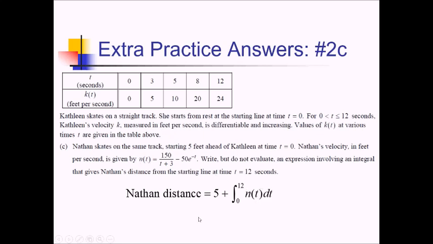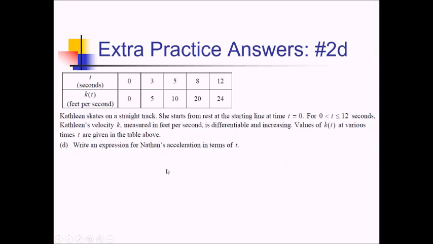For this last part of the free response, we want an expression for Nathan's acceleration in terms of t. Now remember, Nathan was introduced in part C with the following velocity formula. So it was n of t equals 150 over t plus 3 minus 50 e to the negative t. So in order to find an expression for Nathan's acceleration, we just need the derivative of his velocity here. So we're going to just do n prime.